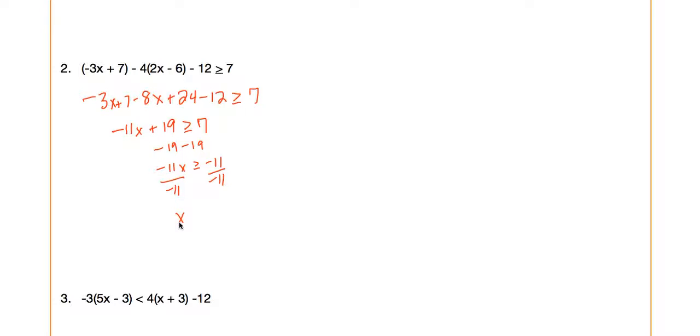So this right here would cross out. This would become 1. And this means the inequality sign would change. The inequality sign will change because you divided by -11. When you divide by a negative, you flip the inequality sign. So that would be your answer. You will have some like that.